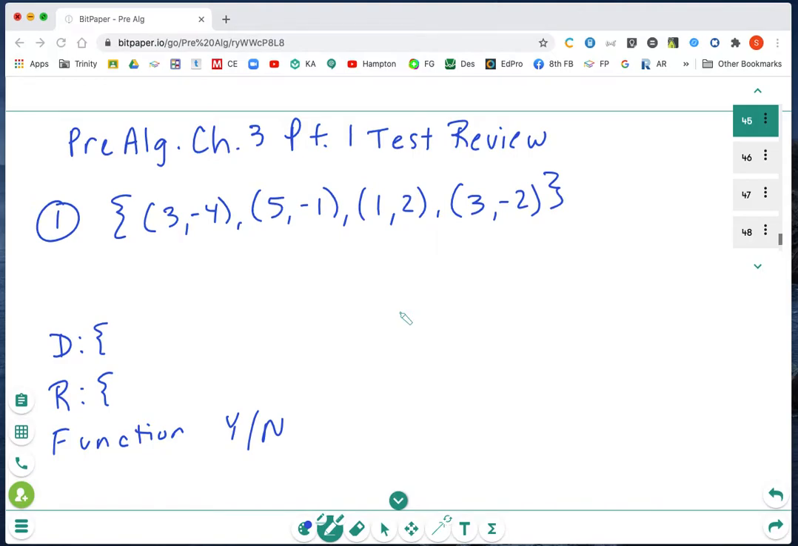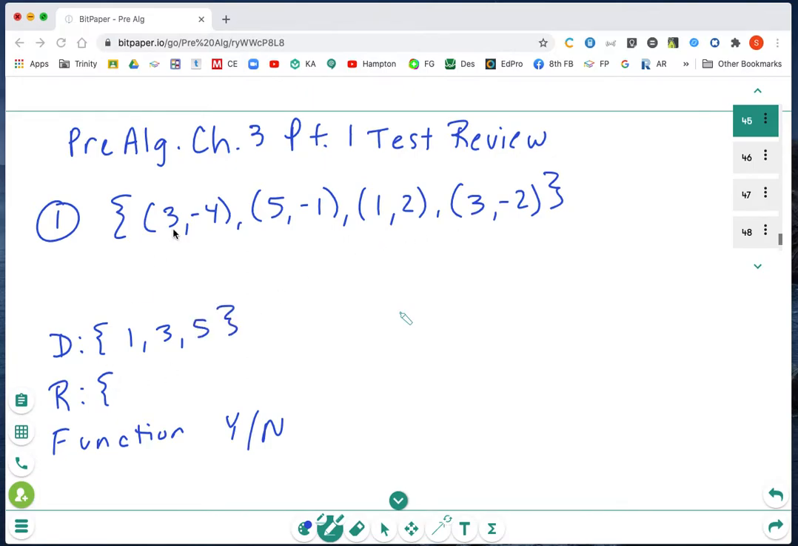The first thing that we're going to look at is this relation, and we're going to determine whether it is a function or not and find the domain and the range. To find the domain, we're going to look at all of the x's and put them in least to greatest order. So the domain is going to be 1, 3, 5.